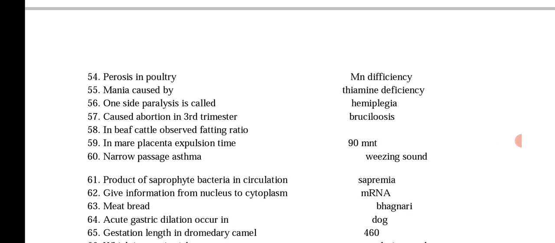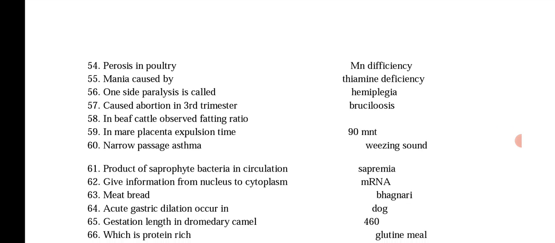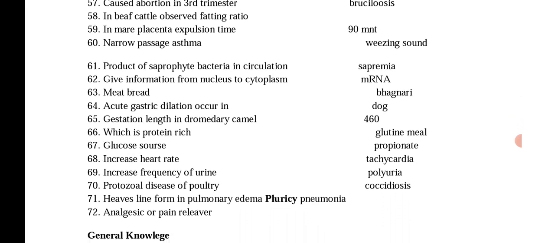Asthma has a wheezing sound due to narrow passage. Sapremia is the product of saprophytic bacteria in circulation. Messenger RNA gives information from nucleus to cytoplasm. Bhagnari is a meat breed. Acute gastric dilation occurs in dog.